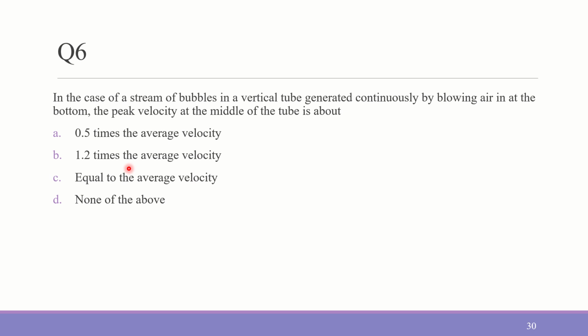So when we are generating bubbles inside the vertical tube by continuously blowing air at the bottom, the peak velocity in the middle of the tube is actually about 1.2 times the average velocity. So answer is option B. So let us go to question 7.